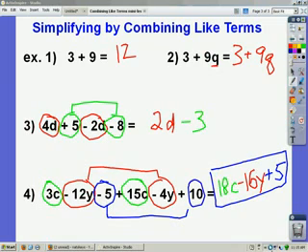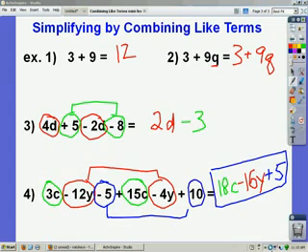In the first example, I have 3 plus 9. Well, I don't have any variables, but I do have 2 constants, so I'm allowed to combine just the constants. 3 plus 9 is 12. That's an example you've been doing for years, so whether you realized it or not, you have been applying this skill, combining like terms, for years. It's just that the terms you've been applying it to are plain old constants.